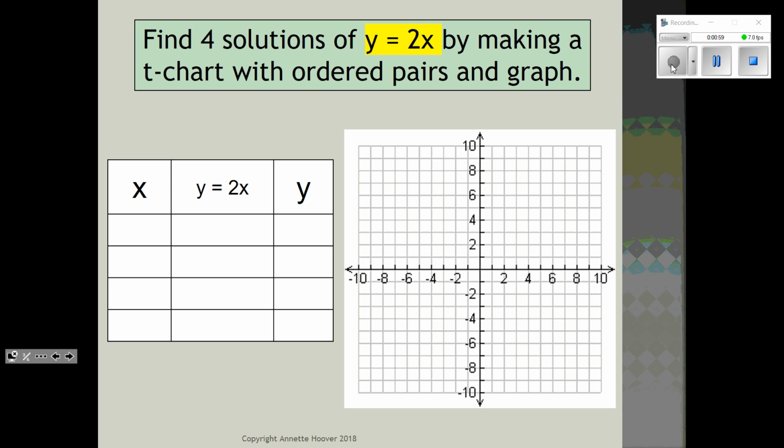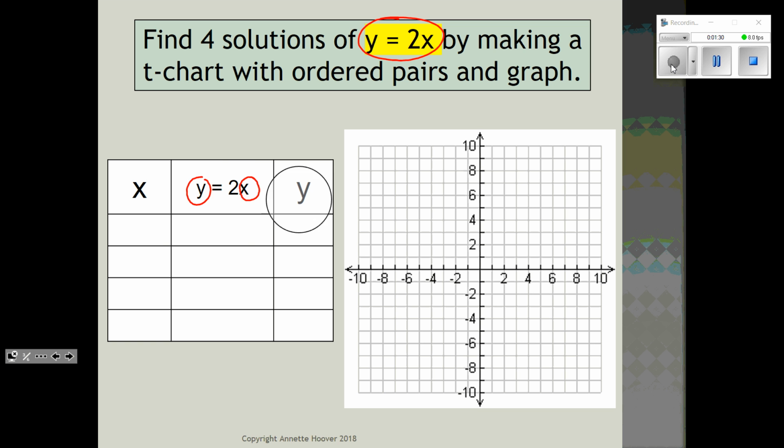Okay, so what we have here is an equation, y equals 2x. This is a linear function. So what we're going to do is create a t-chart. In order to graph ordered pairs, you have to have an x and a y. Notice that in this equation we have an x and a y. So we're going to decide on numbers that we can plug in for x. We're going to choose what numbers to plug in, and we're going to solve for y, and that's going to create ordered pairs that we can graph.